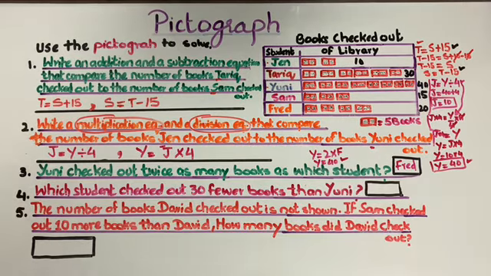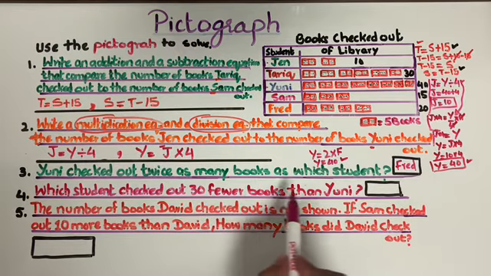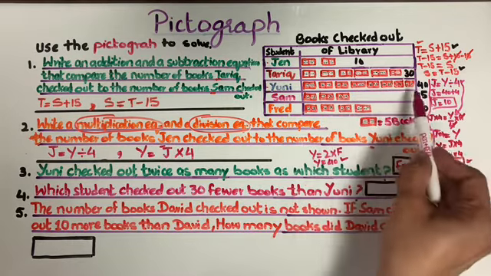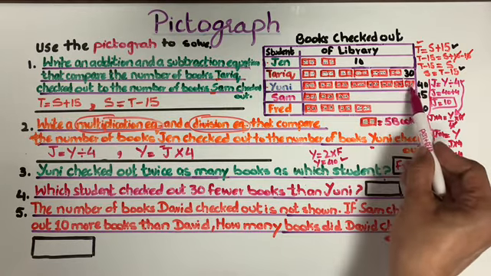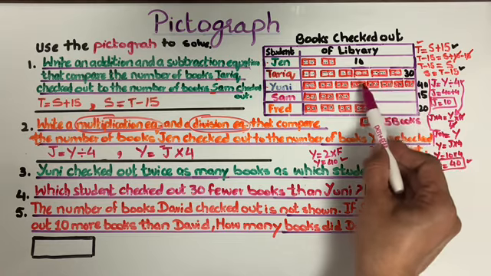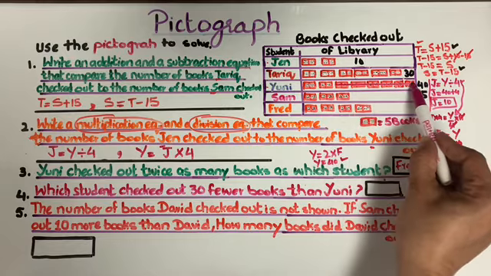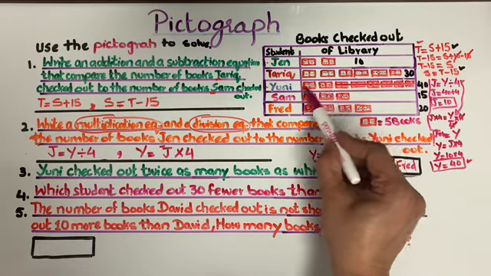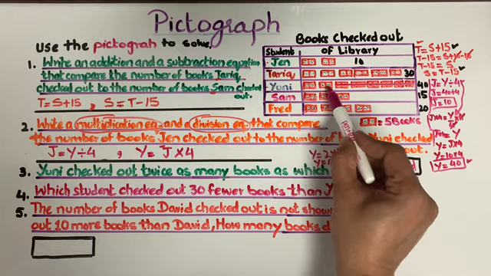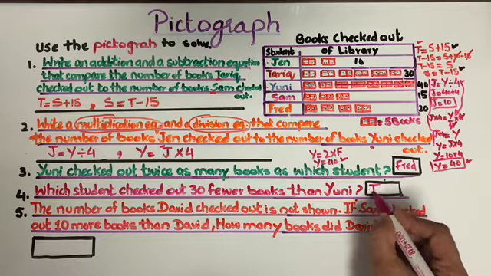equal to 40. In the fourth question, which student checked out 30 fewer books than Uni? So Uni checked out 40 books. If I subtract 30 from this, 5, 10, 15, 20, 25, 30. So if I subtract all these, which student checked out 30 fewer books than Uni? So I left these two. 5 plus 5, 10. So yes, Jen. I'm going to write Jen here.